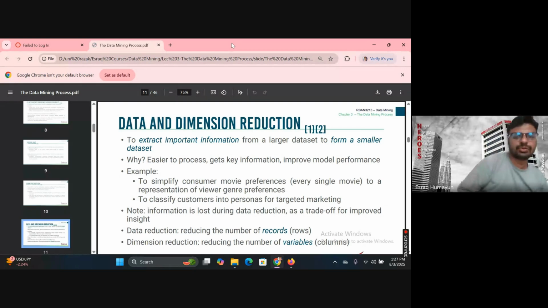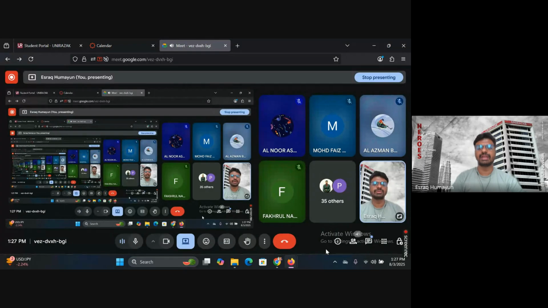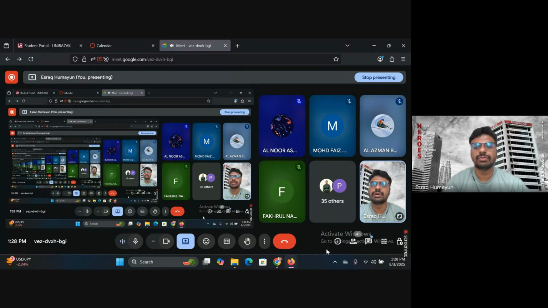Data and dimension reduction: extract important information from a large data set to form a smaller data set, making it easier to process, get key information, and improve model performance. Example: to simplify consumer movie preference, every single movie becomes a representation of genre preference. Okay, let me give you an easy example. You have a huge database, for example a table where information is stored about the customers who watch movies.